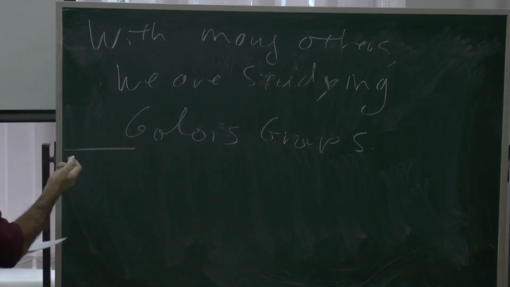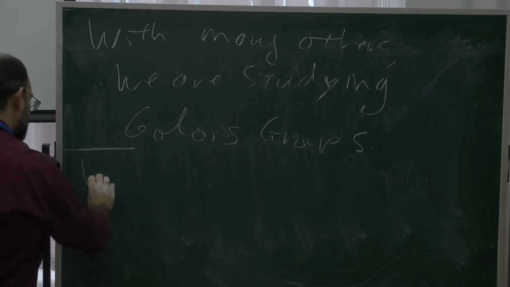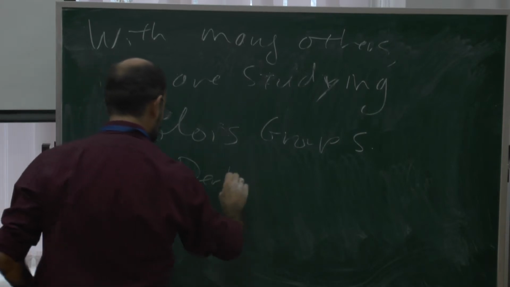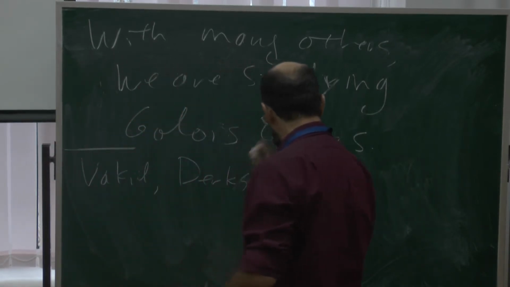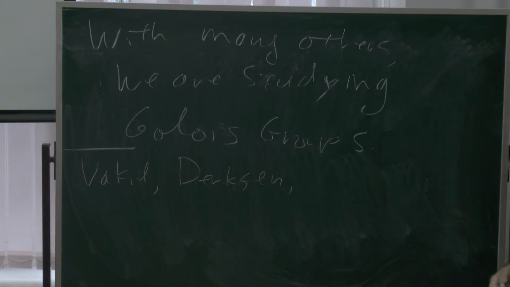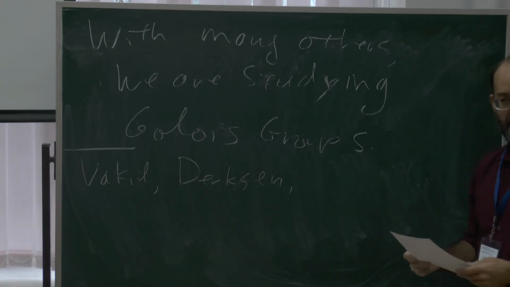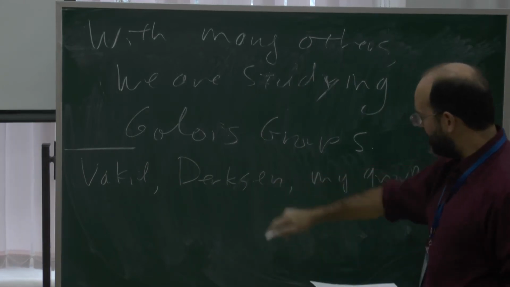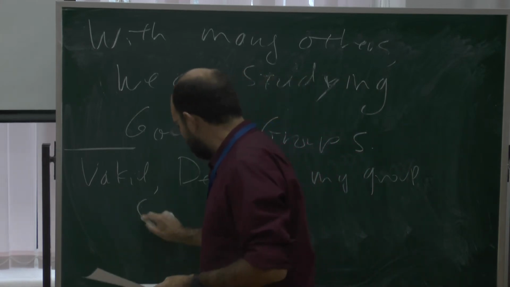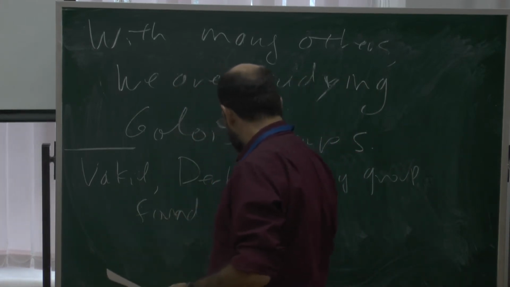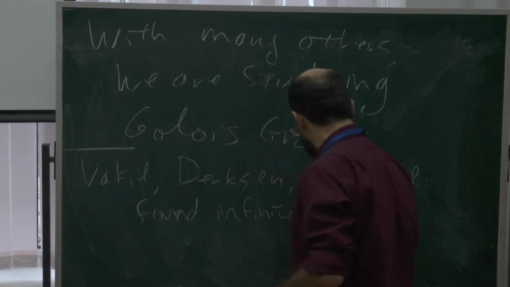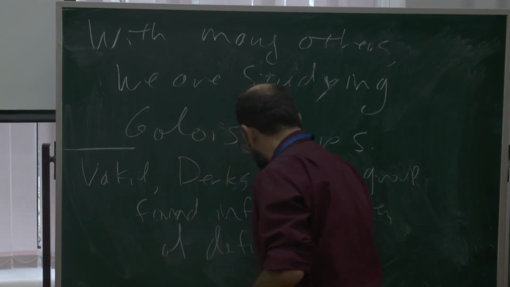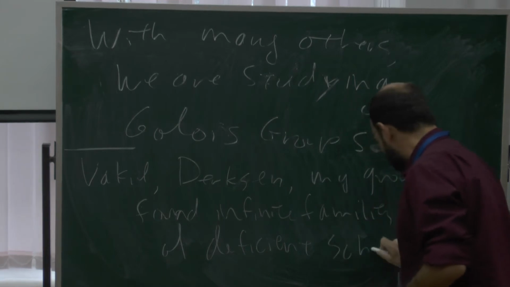What got me thinking about this again was Ravi Vakil, and then Derksen, and then I looked at, and then my group, we looked at the data we computed studying reality. After what they did, they discovered, they found infinite families of deficient Schubert problems.